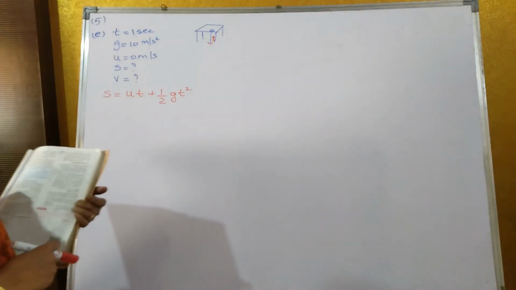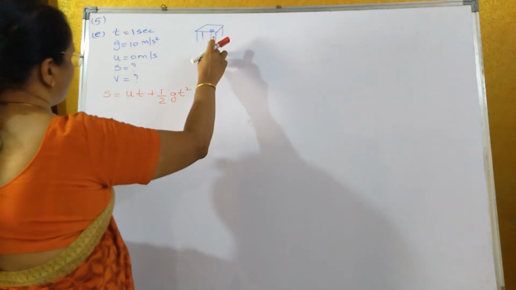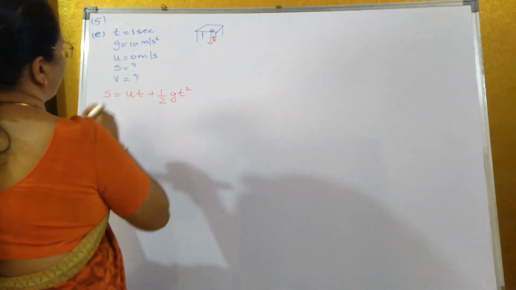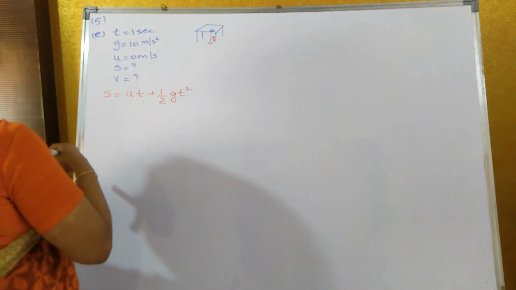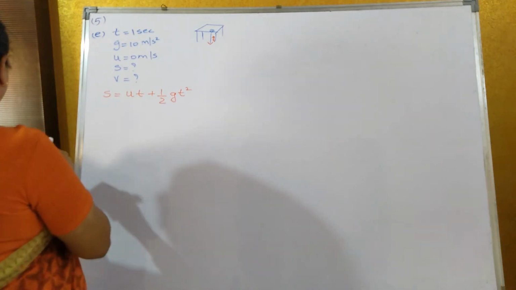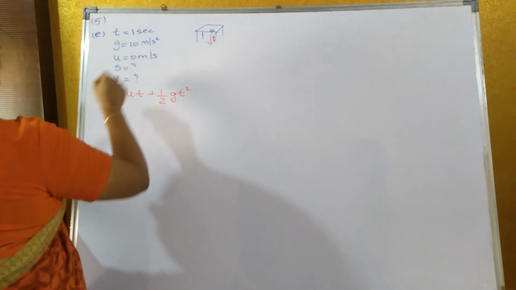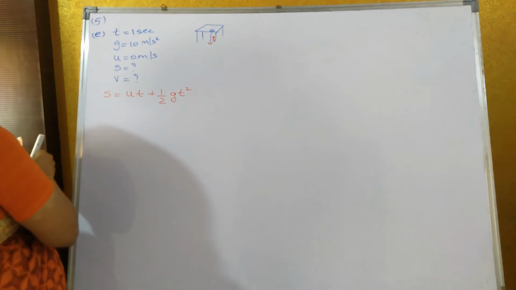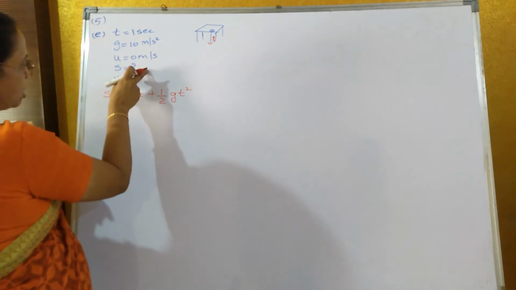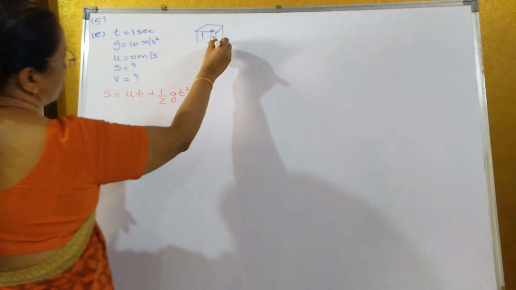Now the fifth sum, they have said a ball falls off a table. So the ball was on the table, it falls from the table in 1 second. So time is equal to 1 second. Assuming that g is equal to 10 meter per second square, calculate the speed on reaching the ground and the height of the table. So we have to find out the height of the table. So s we have to find out, and when it reaches the ground, what is the velocity? So we have to find out.